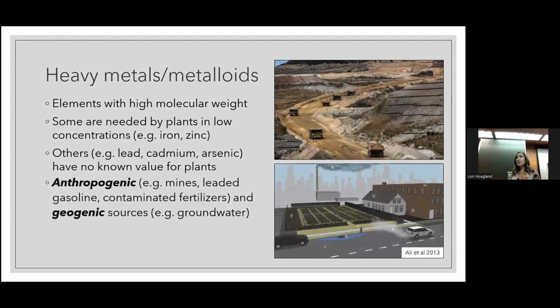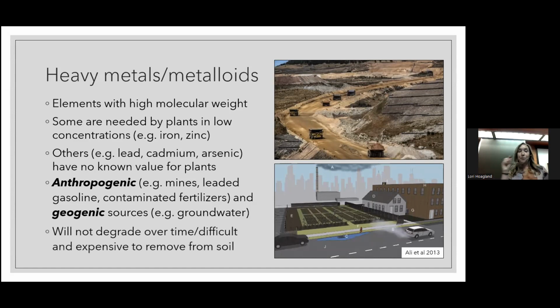There are many sources that bring these heavy metals into our environment. So sources like this often get the most credit, like mines, and in urban environments, decades of using lead paint, lead gasoline, things like that can bring these into soils, but there are also places in the world where there's geogenic sources, just parent materials, or groundwater that can also be sources of heavy metal contaminants.